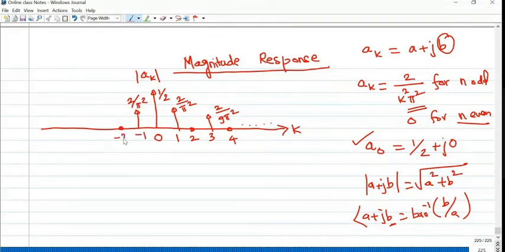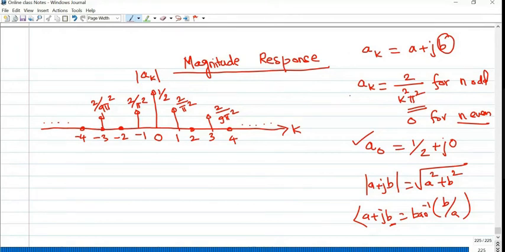Minus 1, minus 2, 0. For minus 3, you will get 2 divided by 9 pi square. Minus 4, 0, and so on. Okay, so this diagram is called the magnitude spectrum. How the magnitude of AK is distributed for various values of K. That is the meaning of magnitude response or magnitude spectrum.